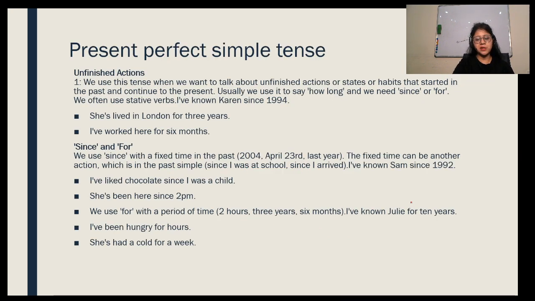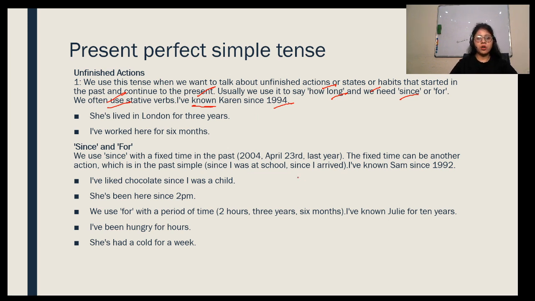So, I'll just explain to you. We use it for unfinished actions. We use this tense when we want to talk about unfinished actions or states or habits that started in the past and continue to the present. Usually we say it how long, and we need since or for. We often use stative verbs. I've known Karen, so known since 1994, because of course you cannot use an ing, right?